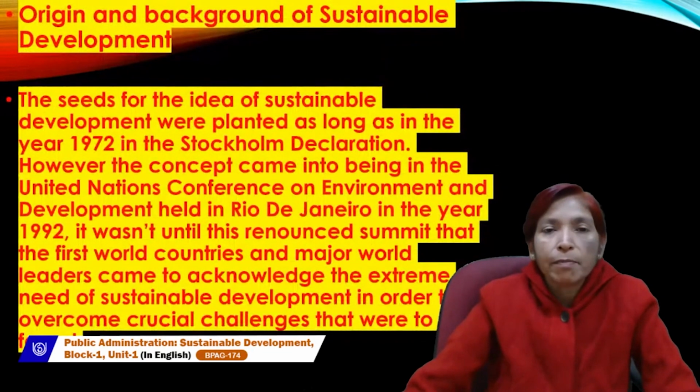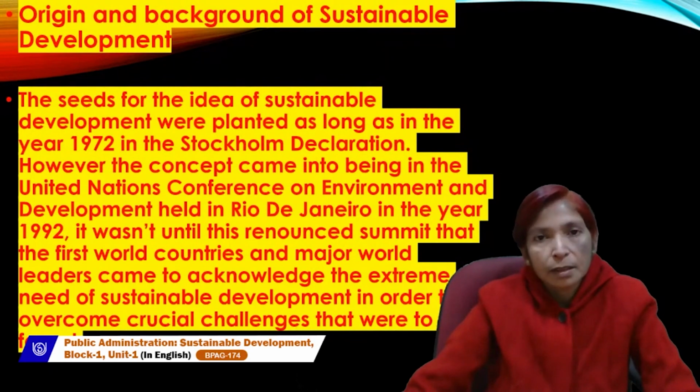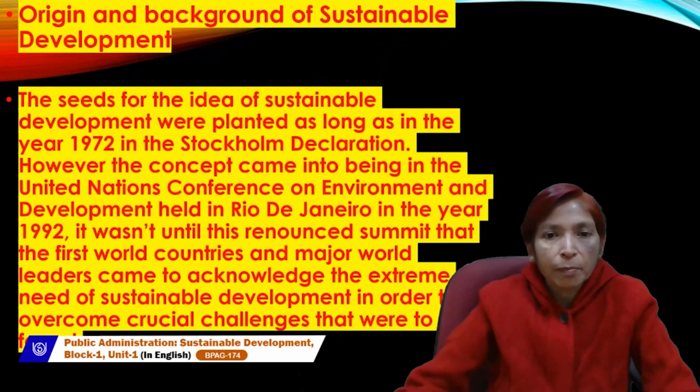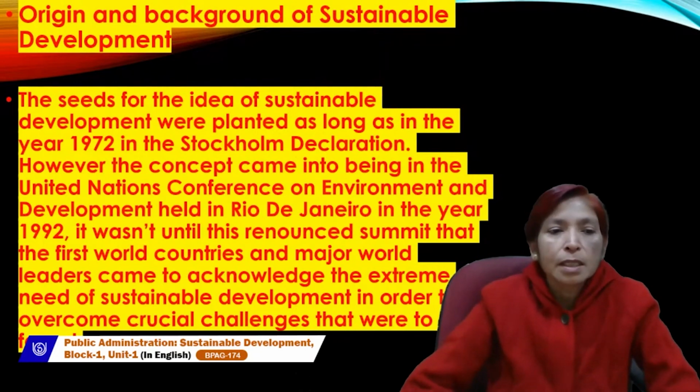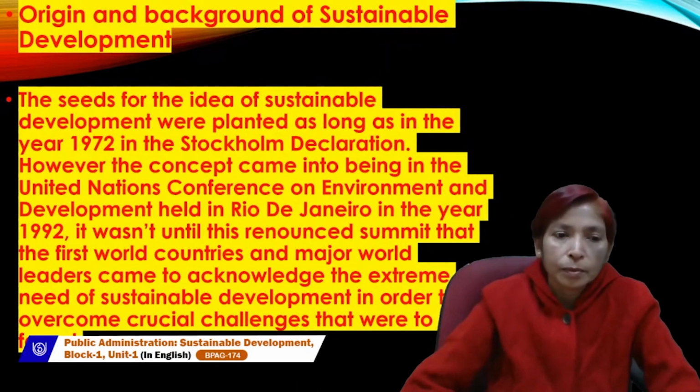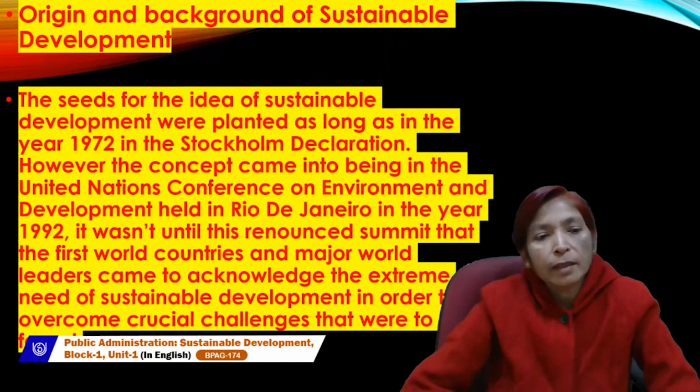Next is origin and background of sustainable development. The seeds for the idea of sustainable development were planted as long ago as 1972 in the Stockholm Declaration. However, the concept came into being at the United Nations Conference on Environment and Development held in Rio de Janeiro in 1992. It was at this summit that the first world countries and major world leaders came to acknowledge the extreme need for sustainable development in order to overcome crucial challenges that were to be faced.